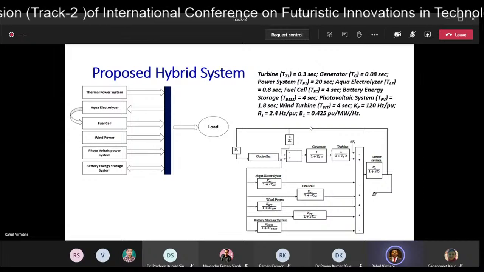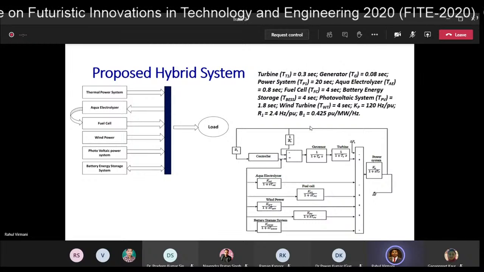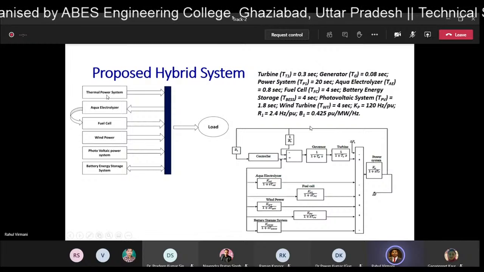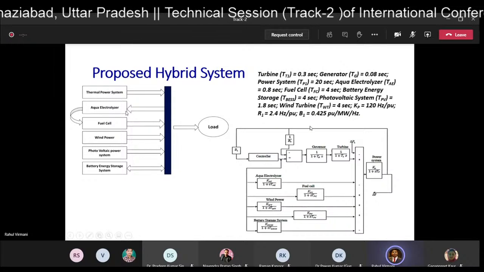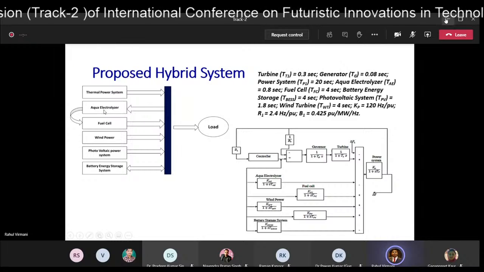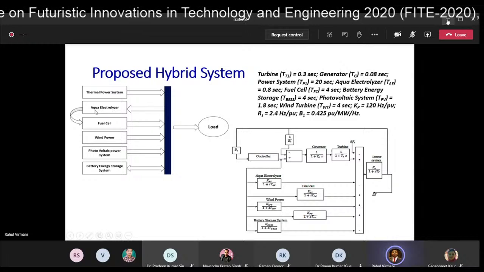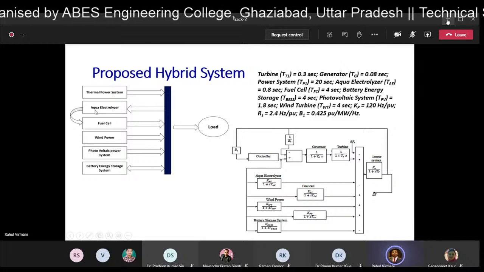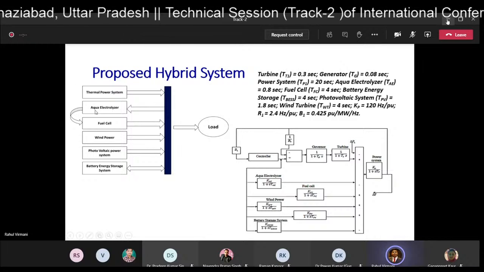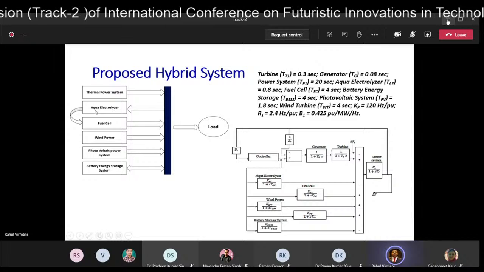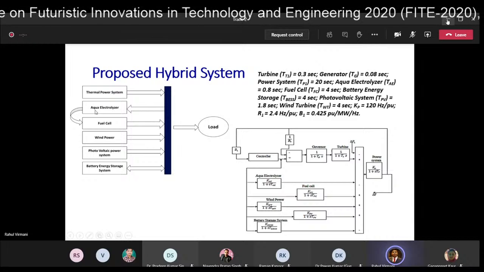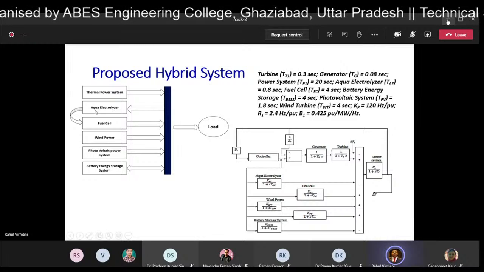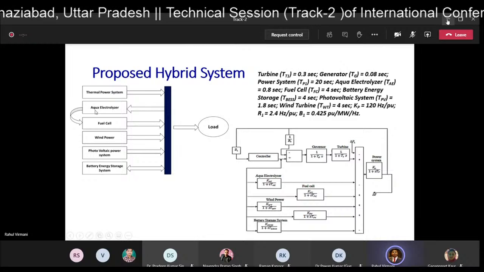Now, this is my proposed system. In the proposed system, I have used a thermal power system. I use an aqua electrolyzer, which takes the power from the bus and feeds it to the fuel cell, which in return is again returning the power to the bus. I have also put in a wind power system, a PV system, and a battery energy storage system. The battery energy storage system is basically double-sided, because when discharged, it will take the energy from the bus, and when fully charged, it will give the energy to the bus.